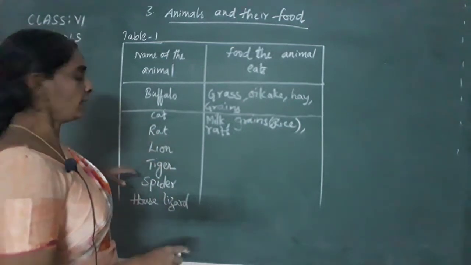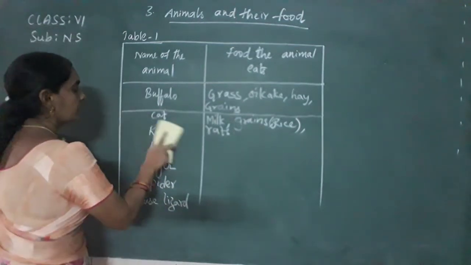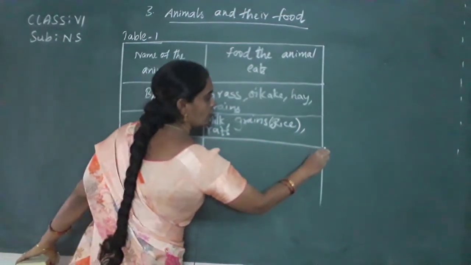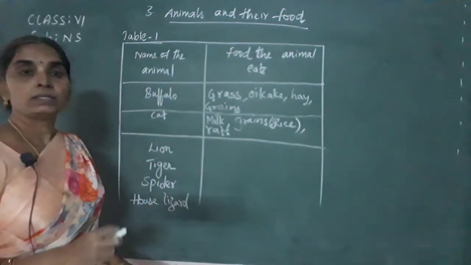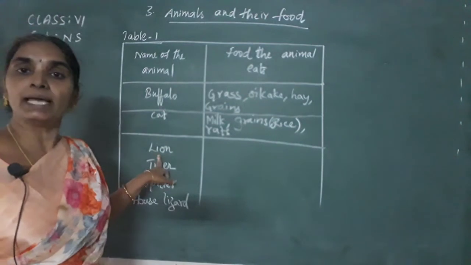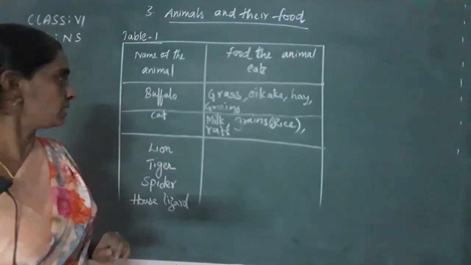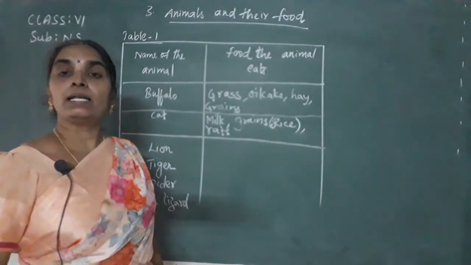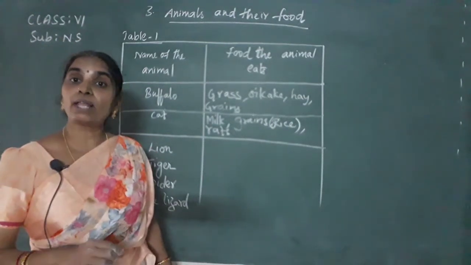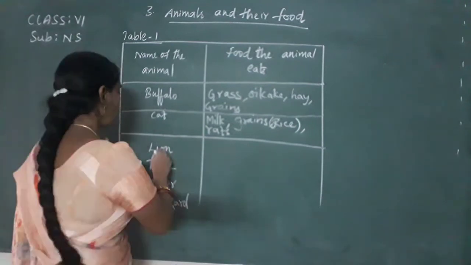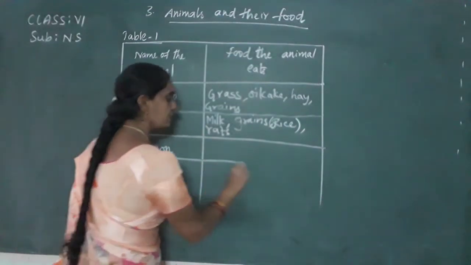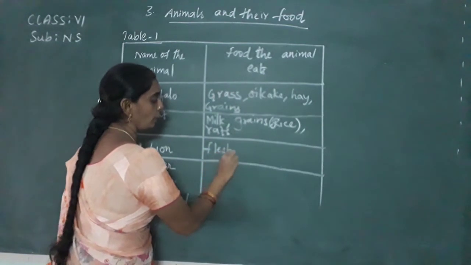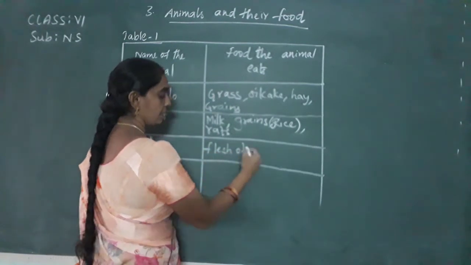So in a similar manner, you can complete the table of the other animals depending upon their food habit. Okay children, so here the lion, you know very well that lion eats only flesh of other animals. So what does the lion eat? It eats the flesh of other animals. So other small animals it will be eating.